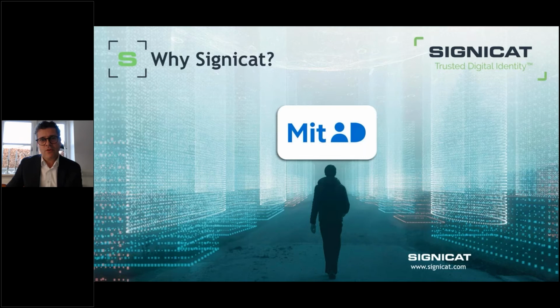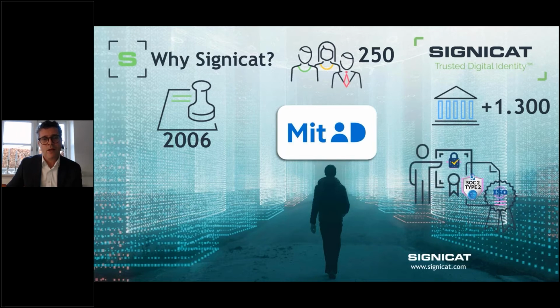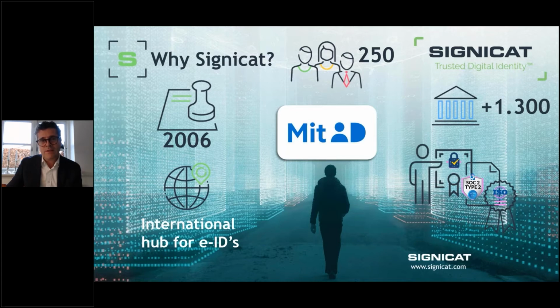So why should you choose Signicat as your broker? There are several good reasons. We have been around for 15 years. We are 250 specialists working for you. We have a lot of good references and customers. We have important certifications, ISO certification, QSTP certifications, and others. Finally, we see ourselves as an international hub for eIDs, as we support more than 30 eIDs throughout Europe.